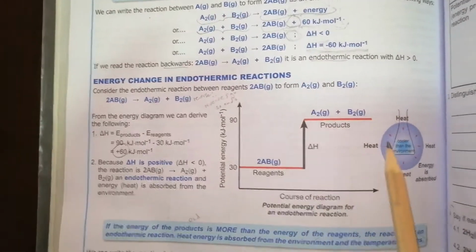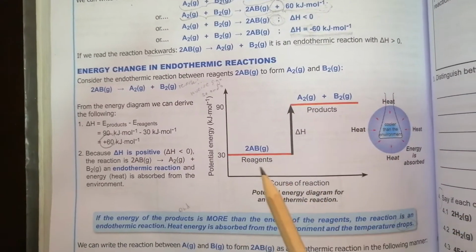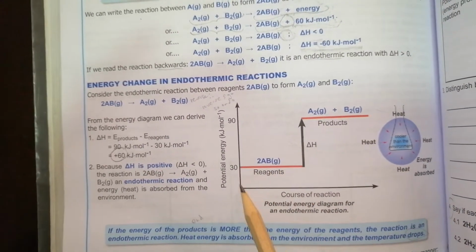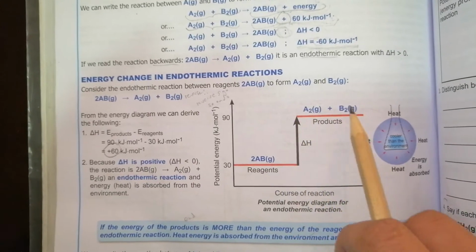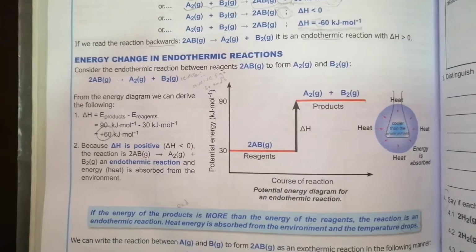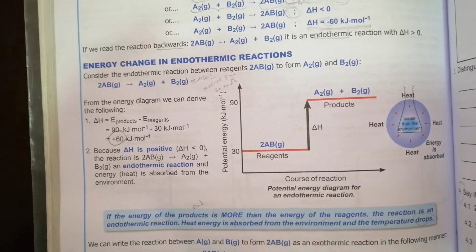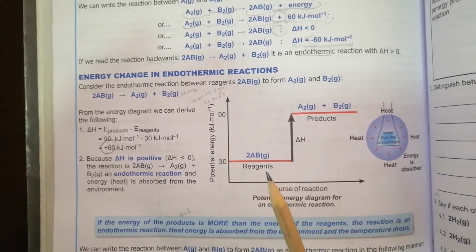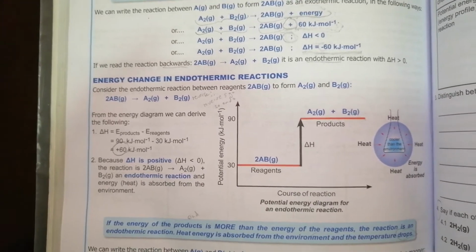Now, if we look at the graph of this reverse reaction, we can see that this graph is increasing. The reactants are lower and then the products are now higher. So you went from low to high, it increased. Since it increased, we know again it's an endothermic reaction. Okay, and now we can also work out delta H the same way.